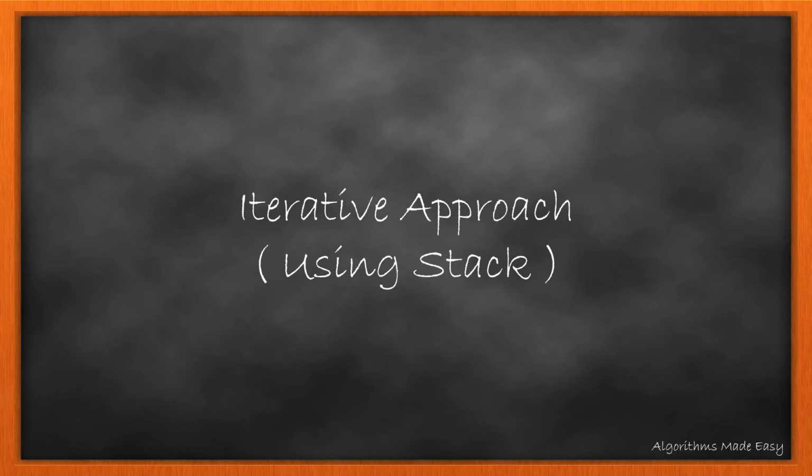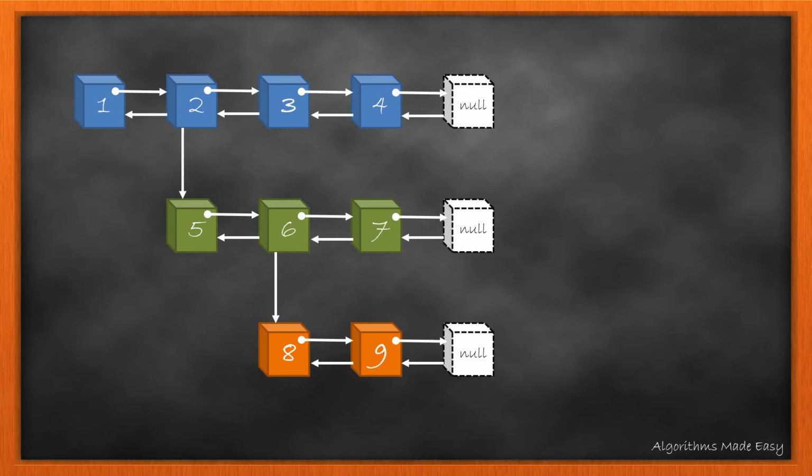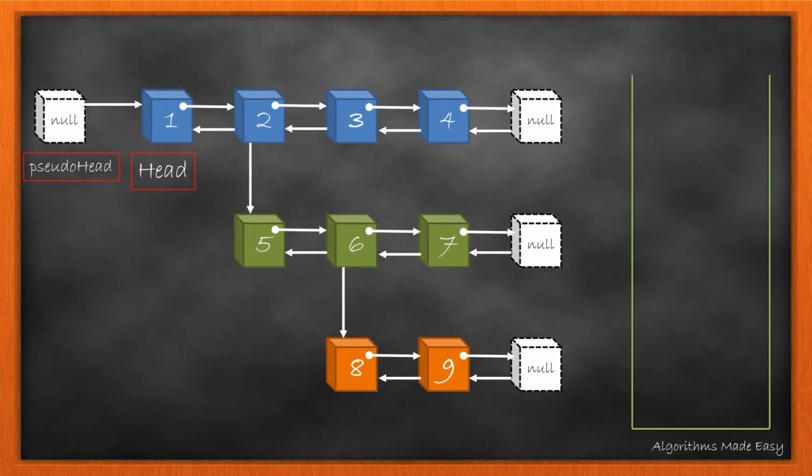Now let's discuss how we can solve it by the iterative approach. We will use a stack for it. Let's take the same example and see how it differs. We will create a pseudo head whose next will point to head. We will also initialize a stack. Now we will initialize two more variables, previous and current, and at the start let them point to the pseudo head. We will push head into the stack and we will loop till the stack is not empty.